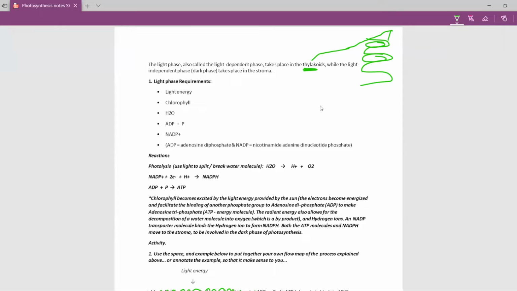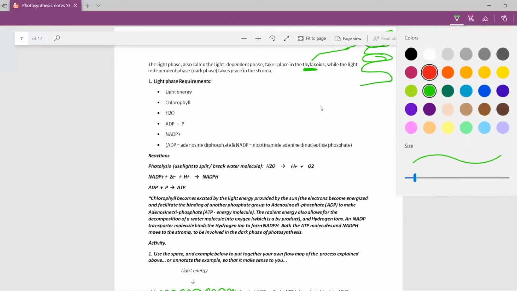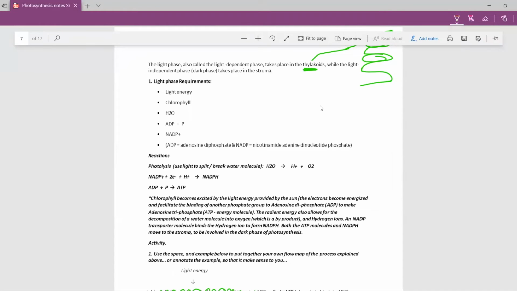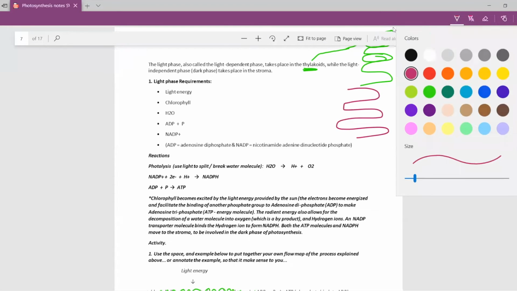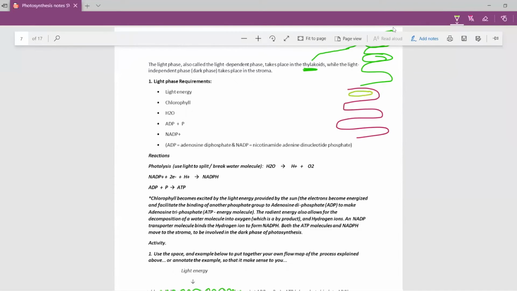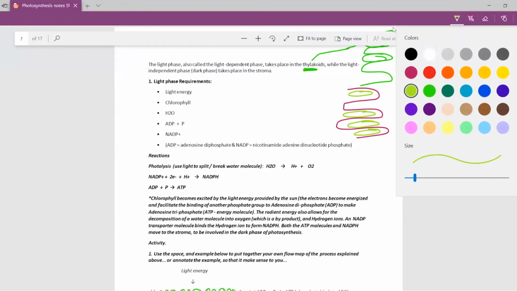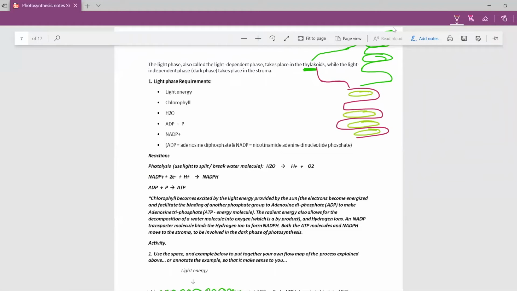Okay, that's a thylakoid. So I'll put it in a different color. So we draw it here at the bottom. There's your thylakoid, and inside is your granum. So the thylakoid is that membrane that holds all the granum together. So it's this purple membrane. So light phase takes place in the granum, dark phase takes place in the stroma.